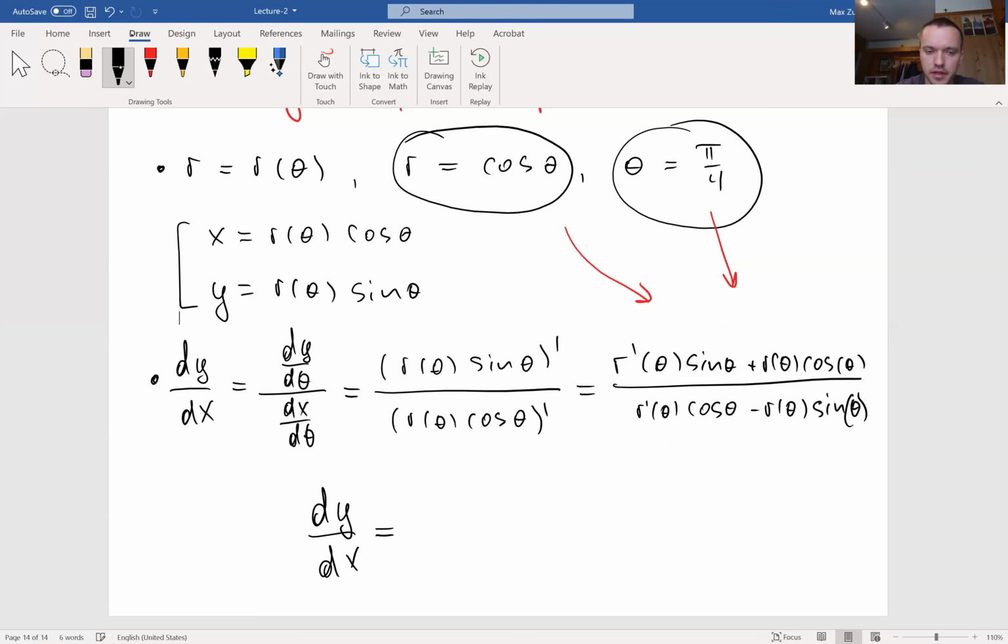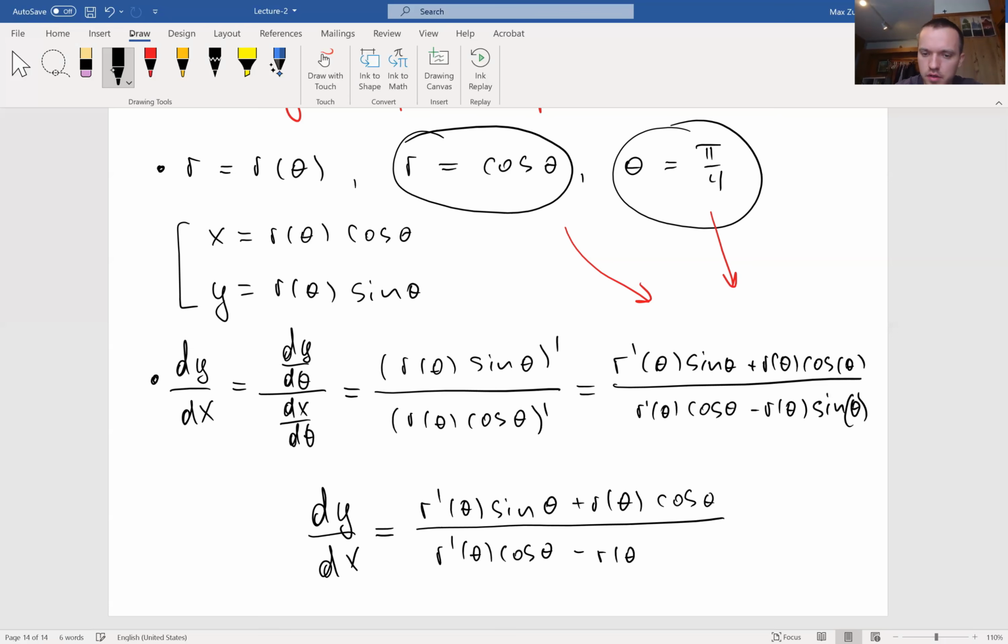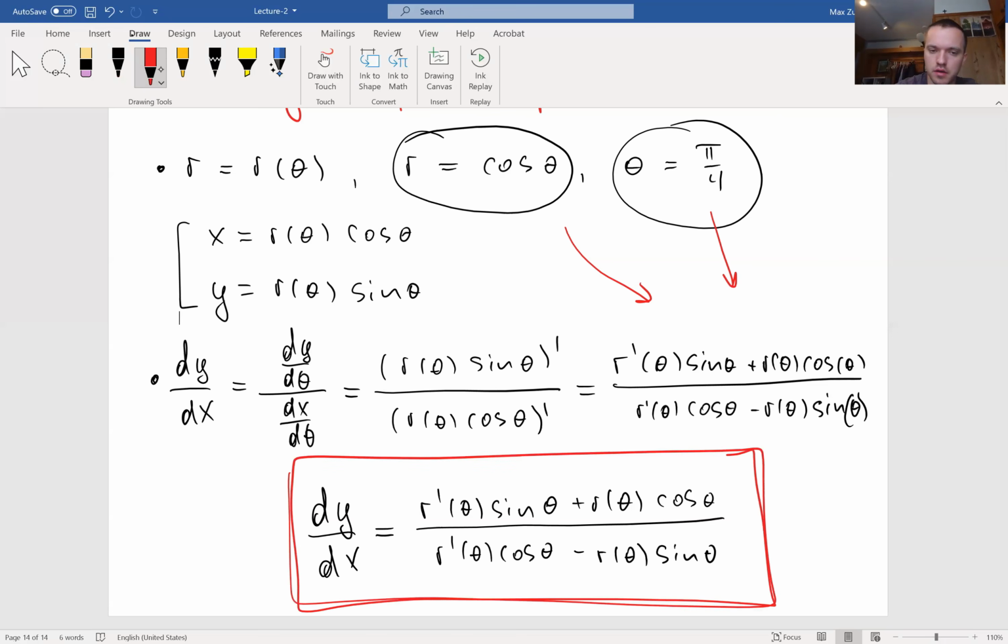But if you want to memorize, then the formula is going to be r prime of theta sine theta plus r of theta cosine theta. Not cosine, this is sine. R of theta cosine theta. And here is going to be r prime of theta cosine theta minus r of theta sine theta. So I'm going to put this formula in the red box. And after this, we're done with section 10.3.